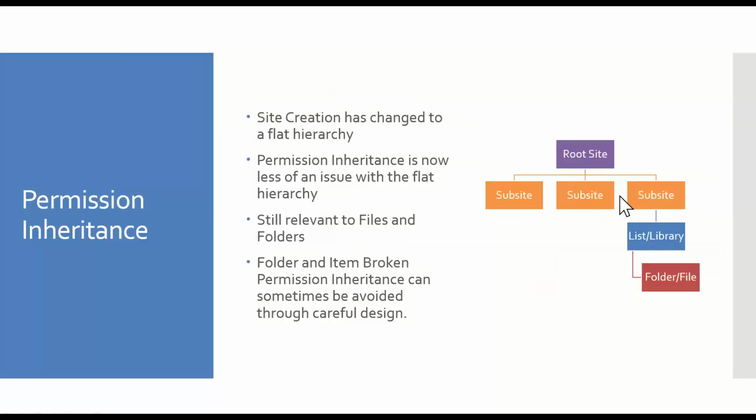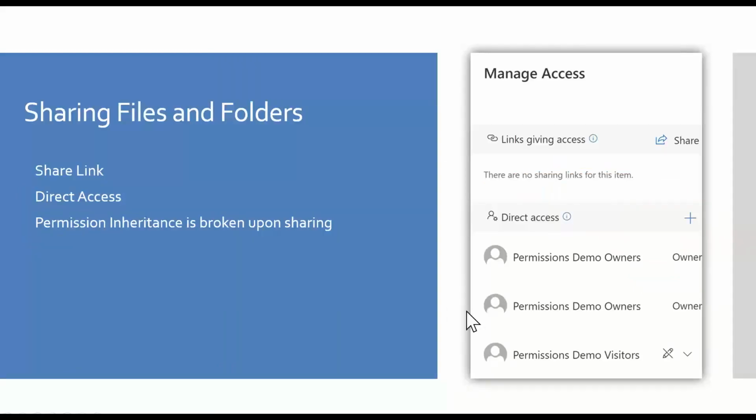Okay, but it goes beyond the sites. So here the orange subsites are orange because they're different from the root site if we break the permission inheritance. But within each subsite, we also have lists and libraries, and lists and libraries have items and folders. And of course, those folders have subfolders as well. And the same thing happens. So we do still get the permission inheritance issue. And sometimes that can't be avoided, but I'm going to show you how we can design our site structure so that it is mostly avoided if we can. And I want to talk about why we would want to avoid it as well.